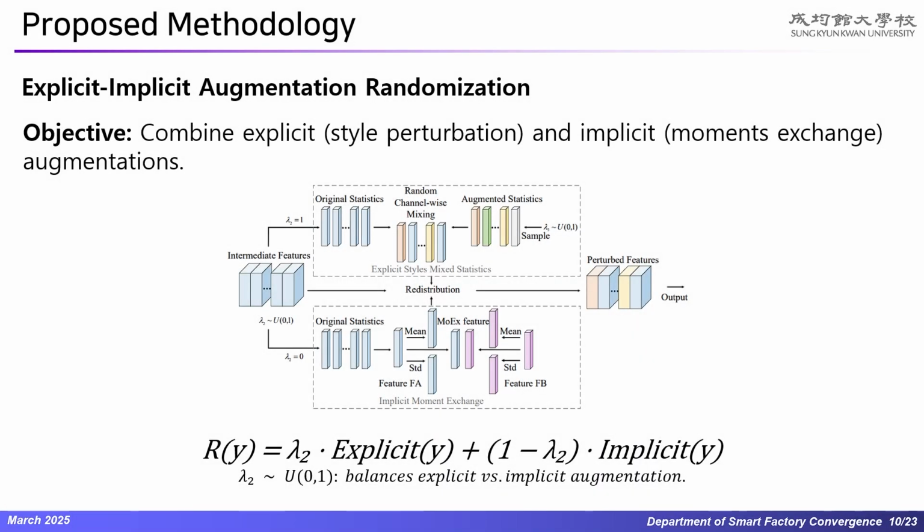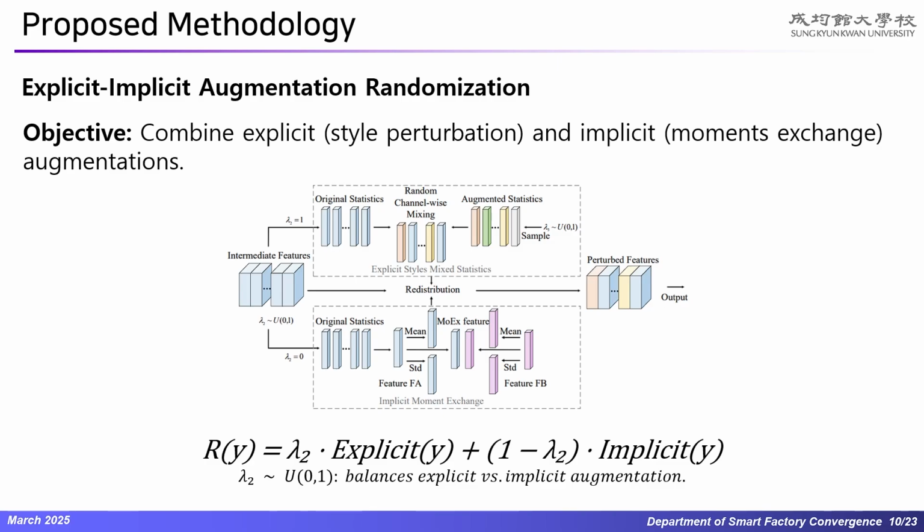So now we can move on to the second component here, which is done right after the combined augmented features from the DFA component. This module merges two complementary strategies for augmenting intermediate features. The first one is explicit augmentation, which perturbs the original style statistics of source domain data by randomly mixing new, random, and original channel-wise means and standard deviations. The second one, which is the implicit augmentation, exchanges the moments, mean and standard deviation, between different feature maps, effectively injecting the distribution of one sample into another.